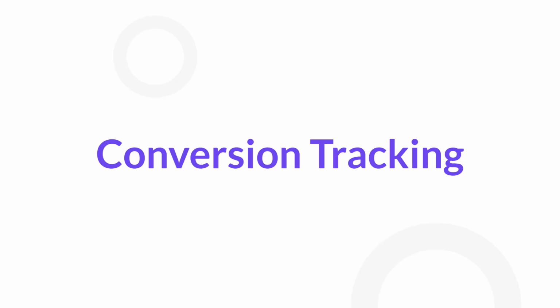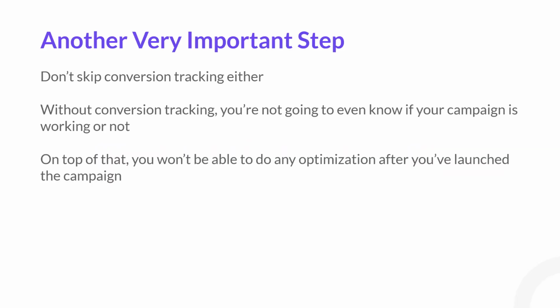All right, so the next thing we got to talk about is conversion tracking. This is a very, very, very important step. Just like everything else I've covered, don't skip any of this. You need to have conversion tracking set up because if you don't, you're not going to know what is working and what's not working in your campaign. So you're not going to be able to optimize your campaign after you launch it.